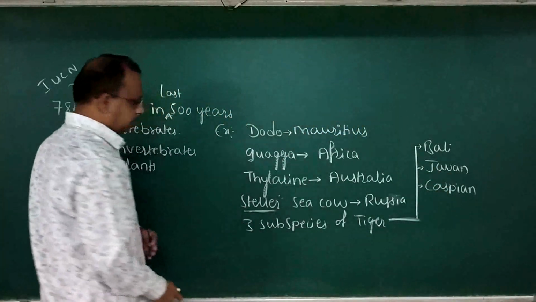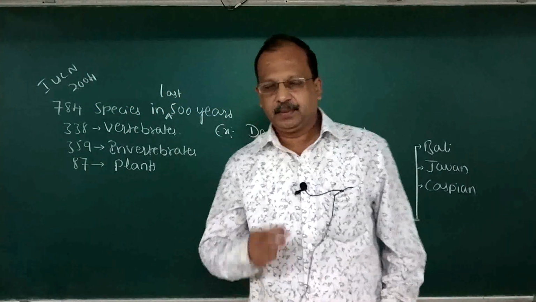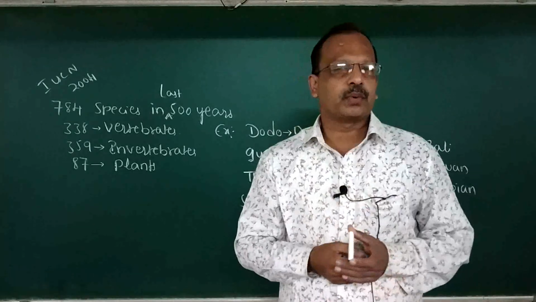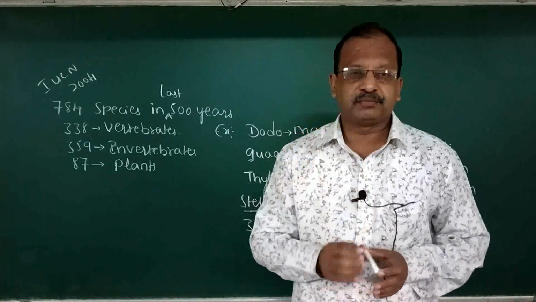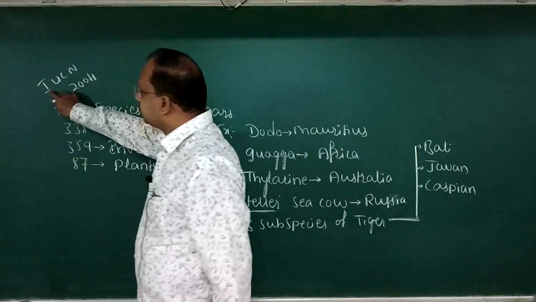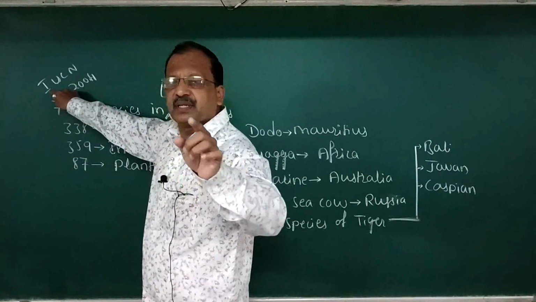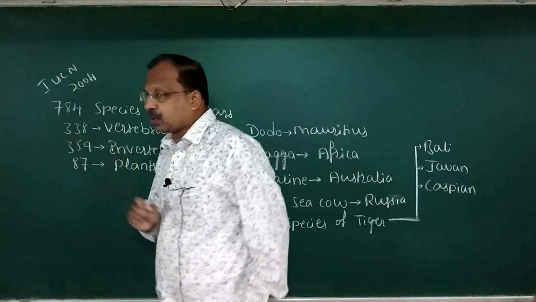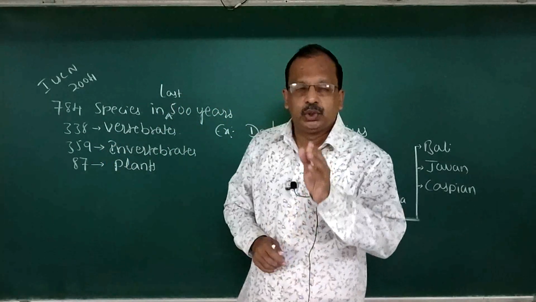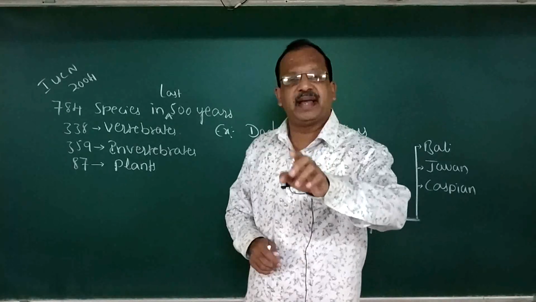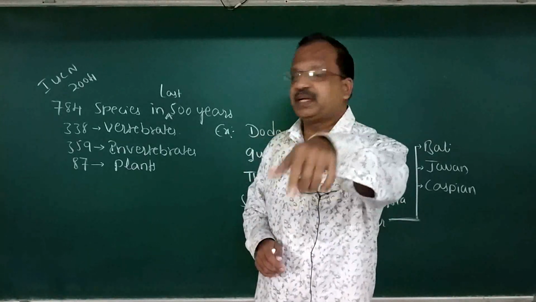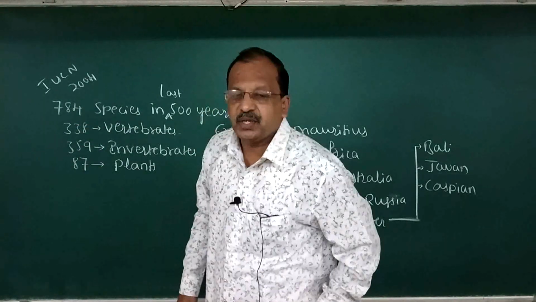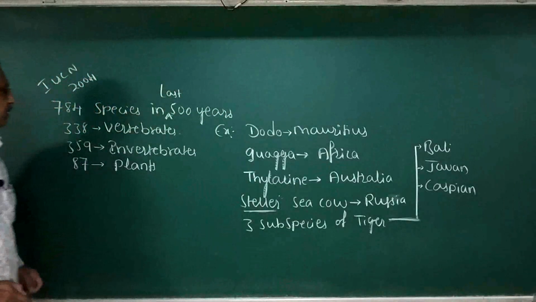Right. Now look, our dear students, today we are going to study an important matter: loss of biodiversity, concerned with biodiversity and conservation. According to the International Union for the Conservation of Nature and Natural Resources 2004 documented record, around 784 species have gone extinct in the last 500 years. So you have to take care of the number.